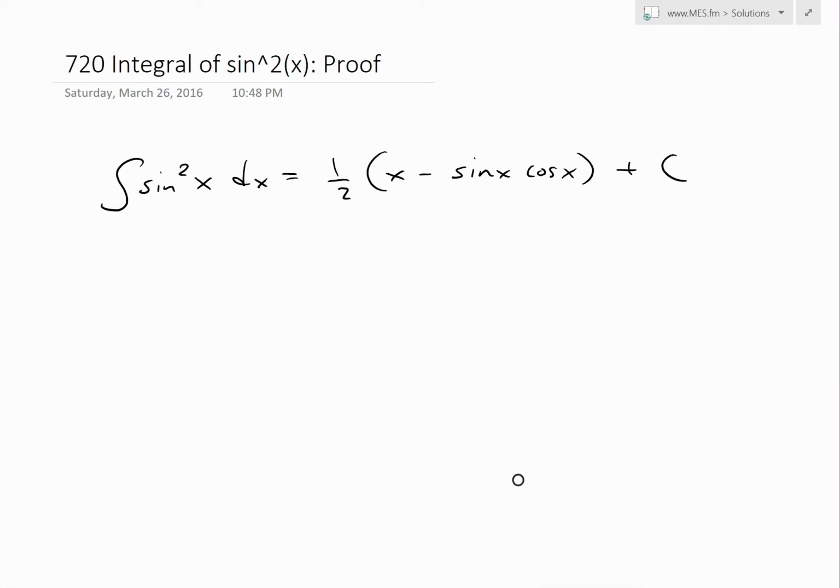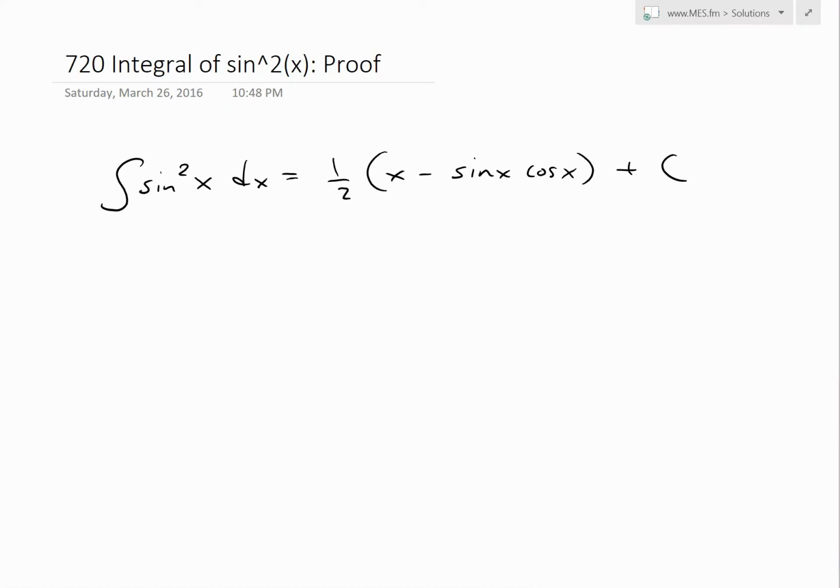Time to discuss further into trigonometric integrals and now look at the integral of sine squared of x, and basically go over the proof video and show that the integral of sine squared of x dx is equal to 1/2 times x minus sine x cos x, plus a constant c.